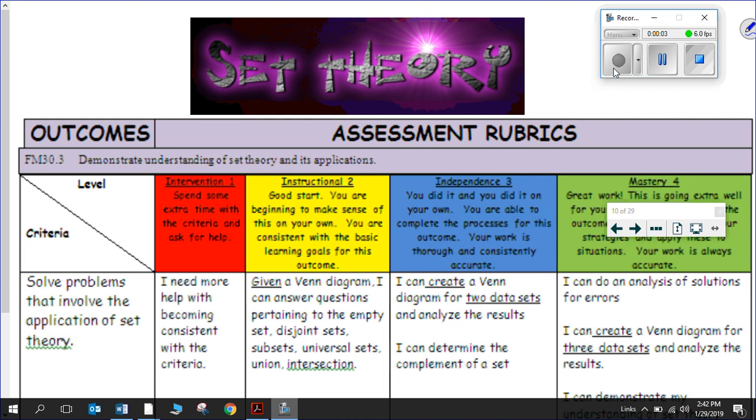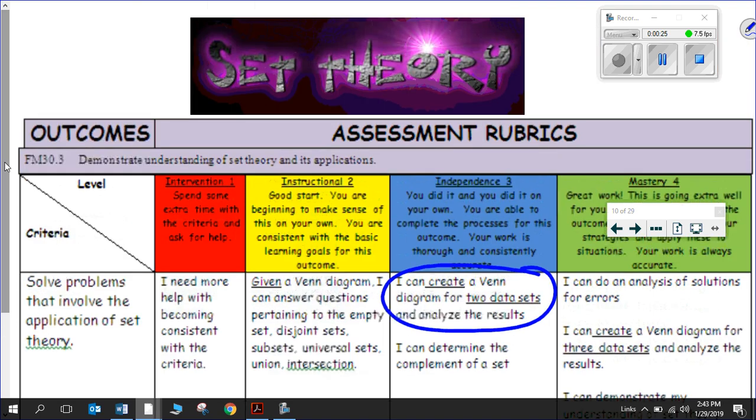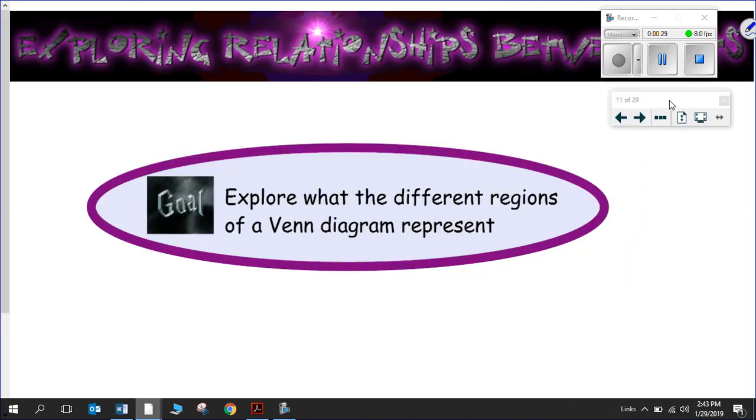Hello, and welcome to video lesson 2 and outcome 30.3. Today we are going to take a deeper look at Venn diagrams and analyze some of those things in there. It is a really short video today, unlike our first video, so yay. So, let's begin. Again, our goal is to figure out what the different regions of a Venn diagram mean.